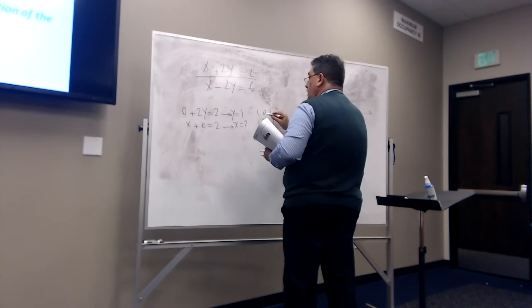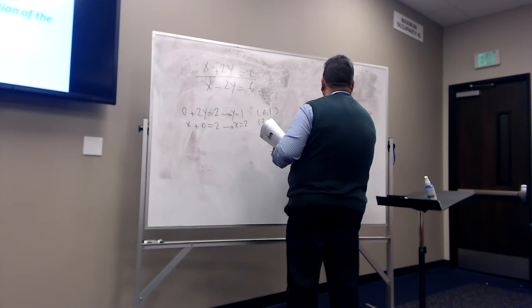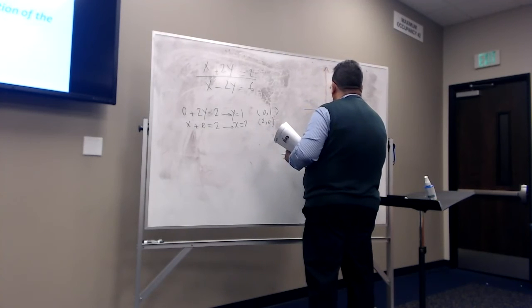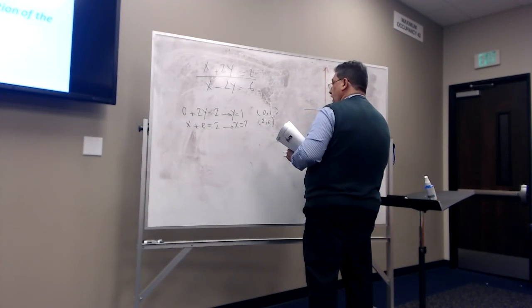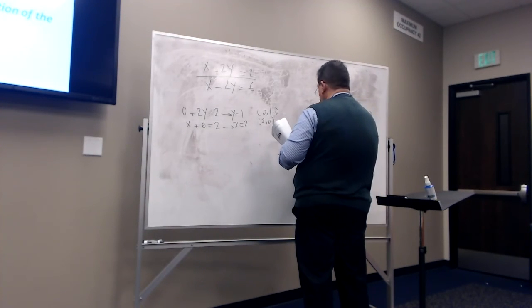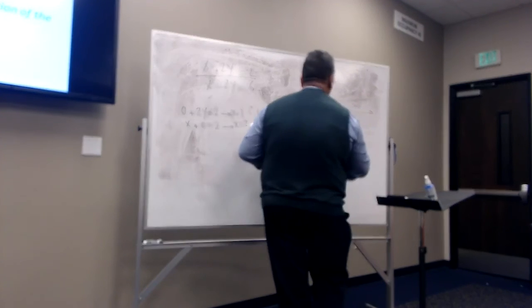I've got (0, 1), and this is my first point. The second point I have x is 2 and y is 0. This is my second. So I got 2 points. I draw a line. Okay?